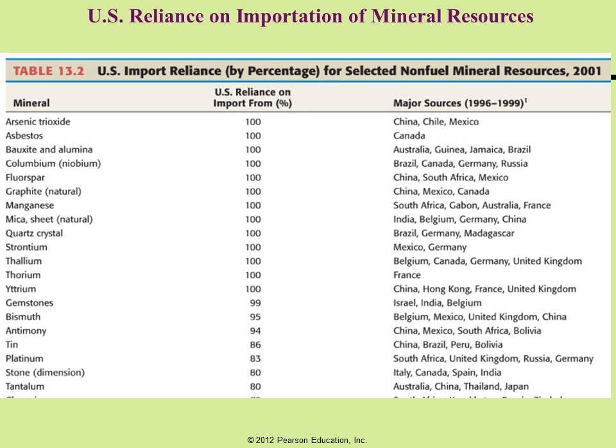For a number of materials, and you can see from this list things like asbestos and bauxite, we get almost all of those resources from outside the United States.